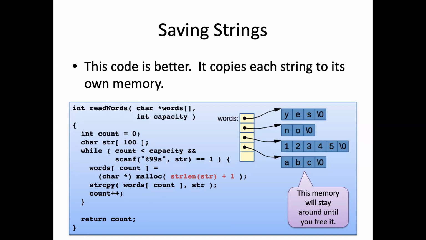Now, somebody's got to be responsible for freeing that memory. Here inside this function, I allocate space for each copy of a word that I need. Once this function returns, somebody, probably the caller, needs to be responsible for eventually freeing that memory.